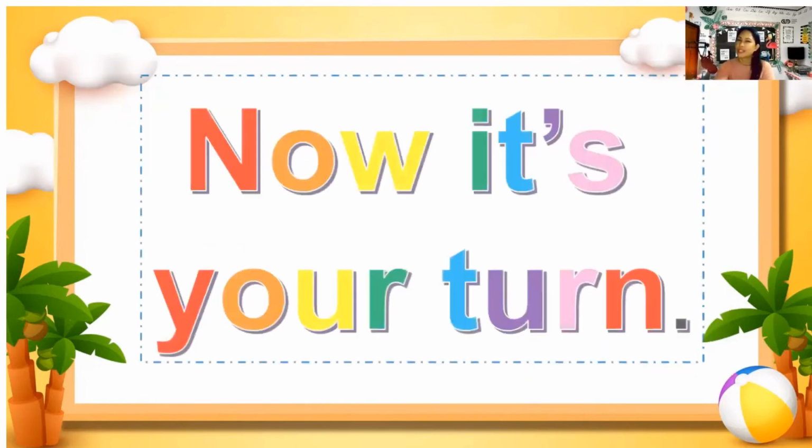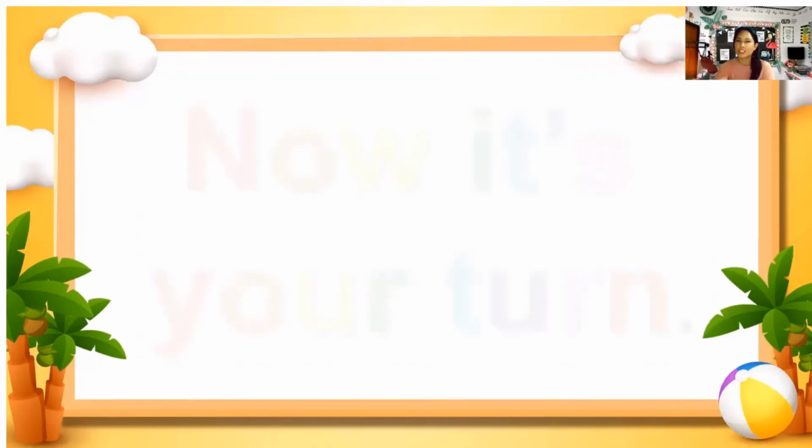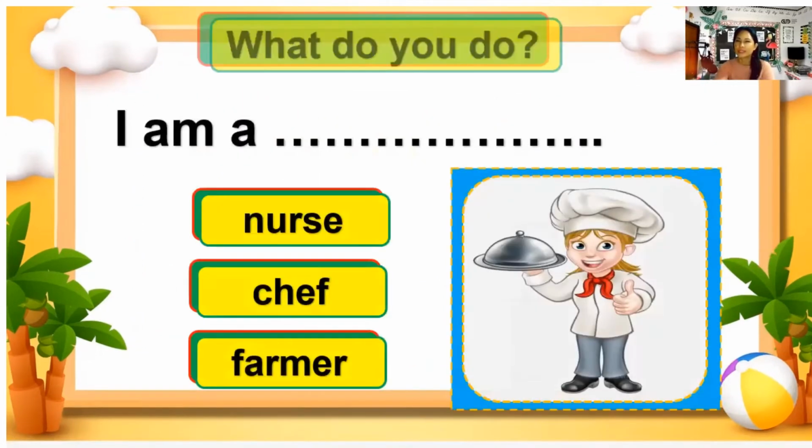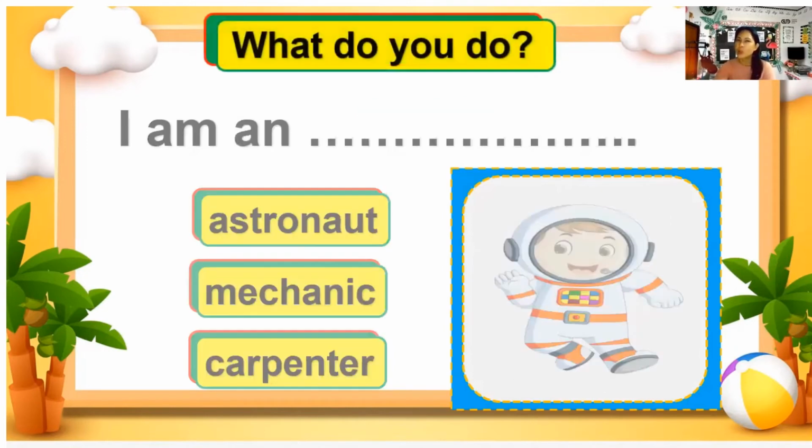All right, now we will keep on practicing. Okay. It's your turn. What do you do? Remember the question. What do you do? I am a... First choice is nurse, and then chef, or farmer. Good job. I am a chef. All right. Next. What do you do?